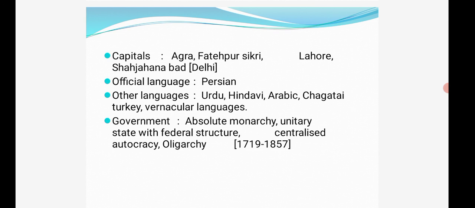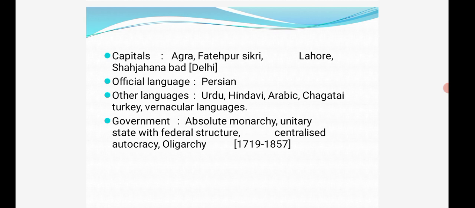Though it was an absolute monarchical form of government, it was a unitary state with federal structure as well. It means that besides the central government, the provincial government also shared sovereignty with the central government and had final jurisdiction over a broad range of policy areas.